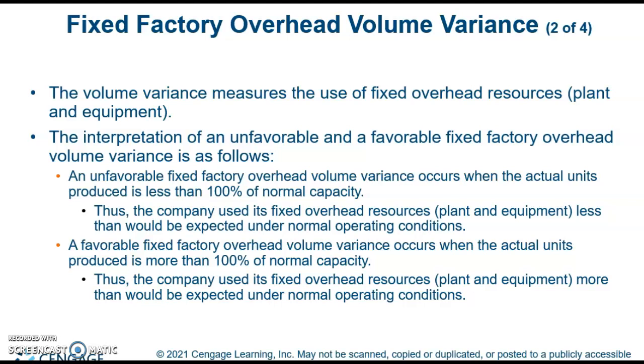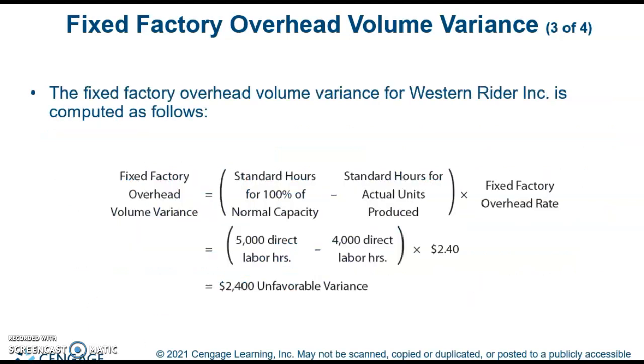Okay, so for Western Ryder, it would be computed as follows. The standard hours for 100% of normal capacity is 5,000. The standard hours for actual units produced is 4,000. So that's a 1,000 hour difference. And then we're going to times it by the fixed overhead rate. When we multiply, we find that we have a $2,400 unfavorable variance for fixed overhead.